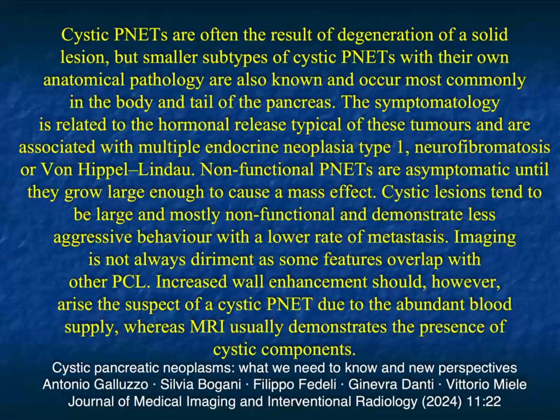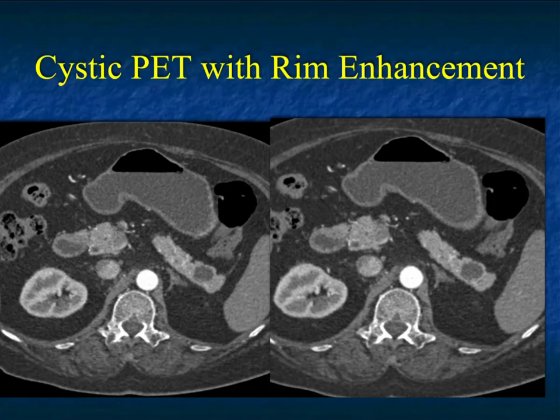They're often small, but they have this rim enhancement. Also, they can be seen within the pancreatic duct. Those are the ones that are serotonin positive, and the serotonin causes narrowing of the duct, so you see duct dilatation distally. Here's a good example.